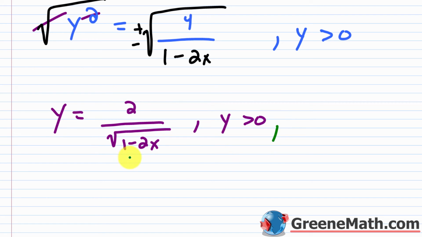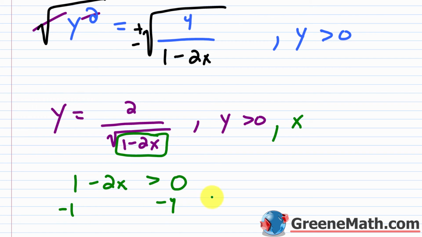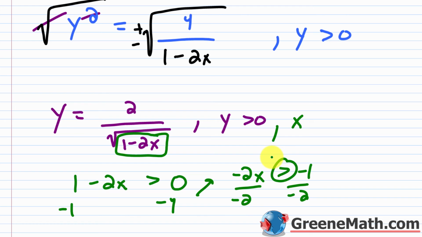Additionally, if you want to know the domain, so x is what? If we think about this square root operation, we always take what's inside. We say 1 minus 2x is greater than or equal to 0. Because this is in the denominator, I'm going to now say it's greater than 0, strictly greater than, because we don't want a 0 there. So I'm going to subtract 1 away from each side, and I'm going to have negative 2x is greater than negative 1. Divide both sides by negative 2. Remember to flip the direction of the inequality symbol. So this is going to give me that x is less than 1/2.